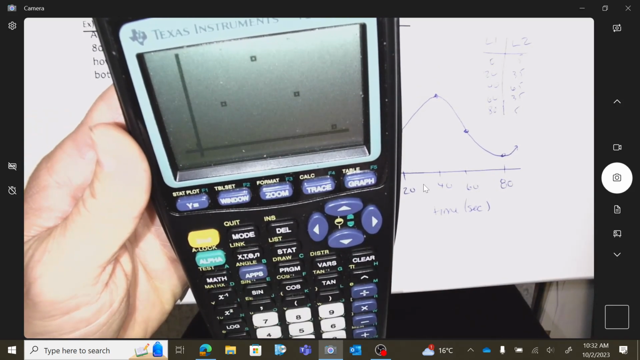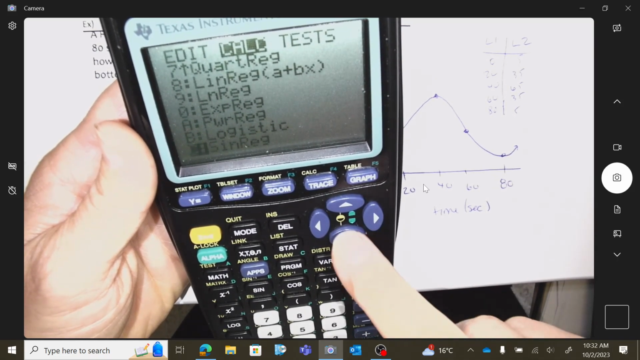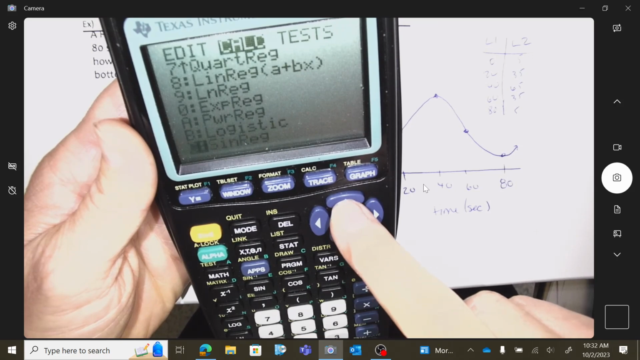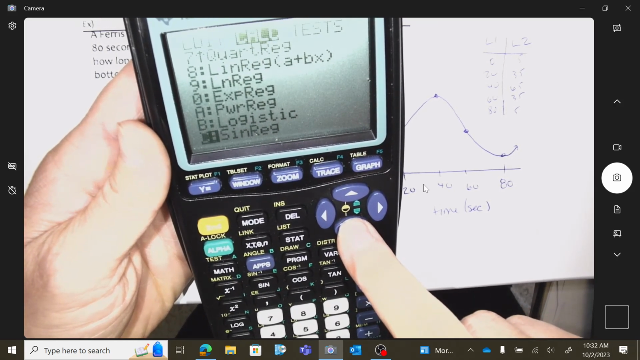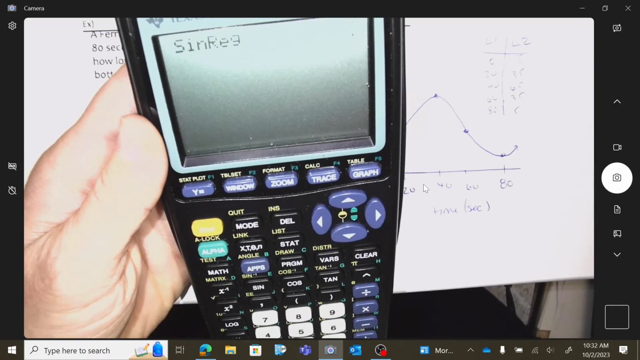So give me stat, calculate, near the bottom. Actually, you know what I did? I went an up arrow because it's actually on the bottom. Sine regression. Enter, enter.